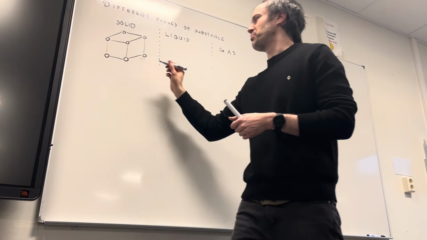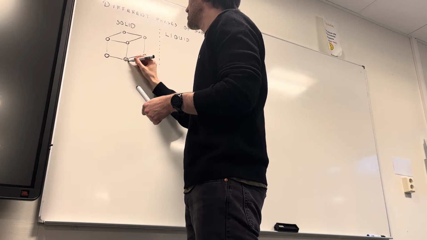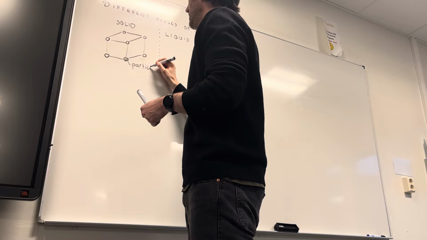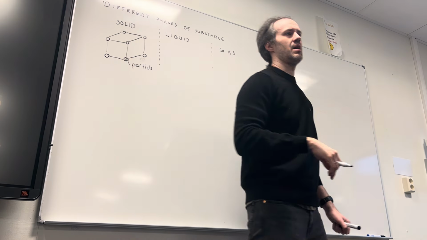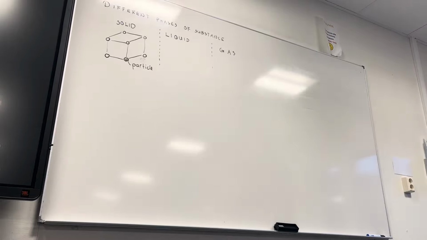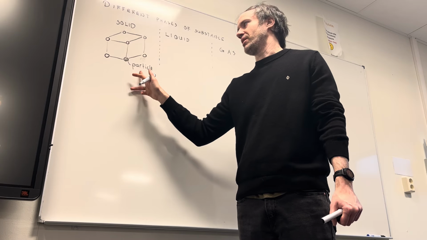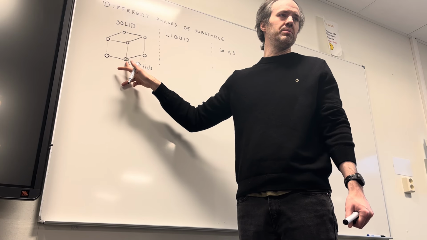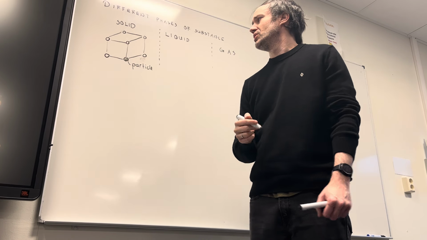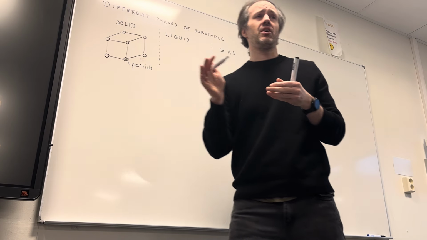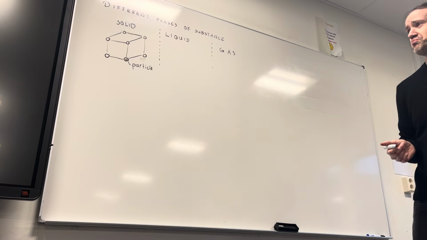So here are kind of the particles making up the substance. We just call it a particle. That could be one atomic particle, or it could be more than one atom making up that particle. This could be an H2O molecule, for instance. So in a solid, these particles are in fixed positions.